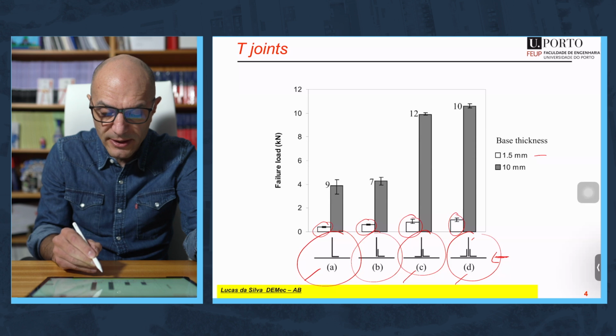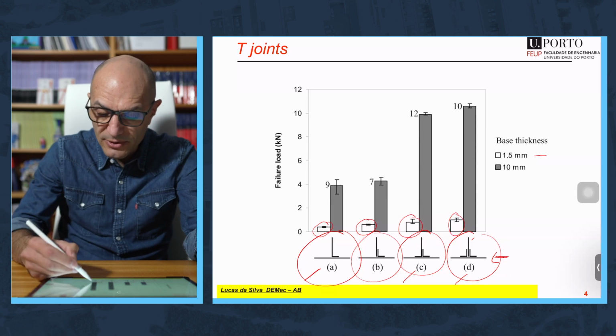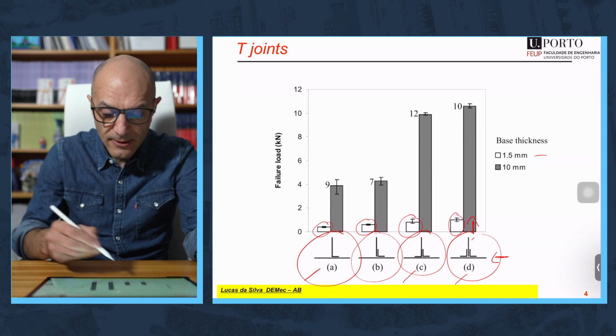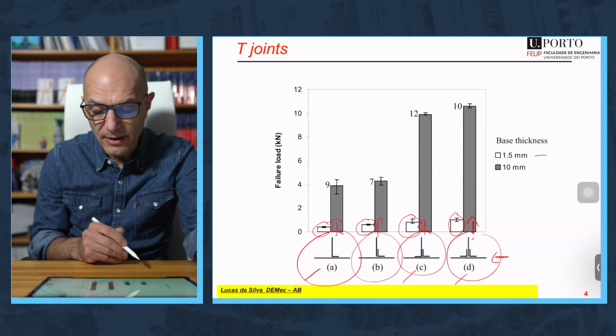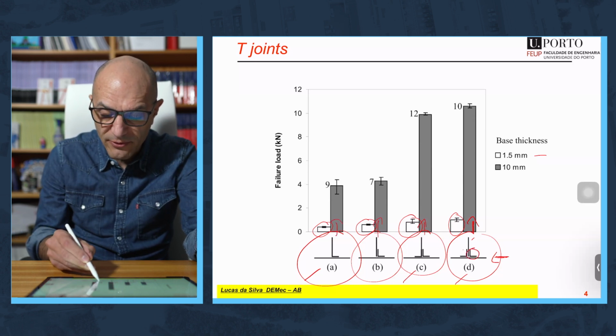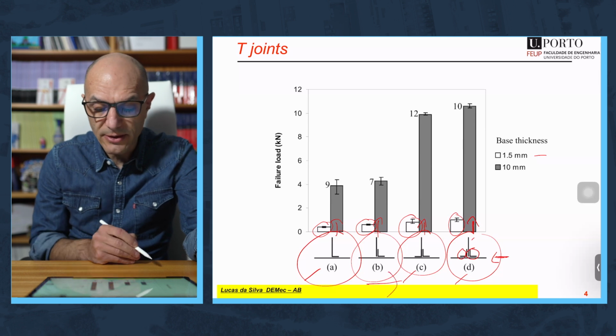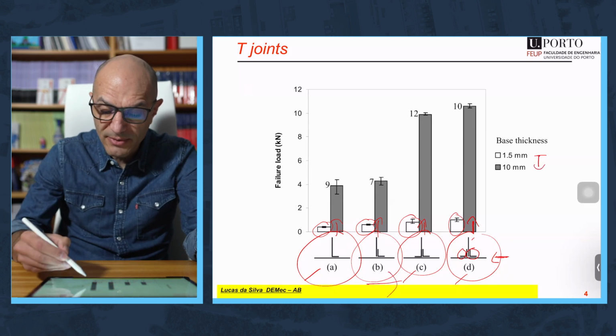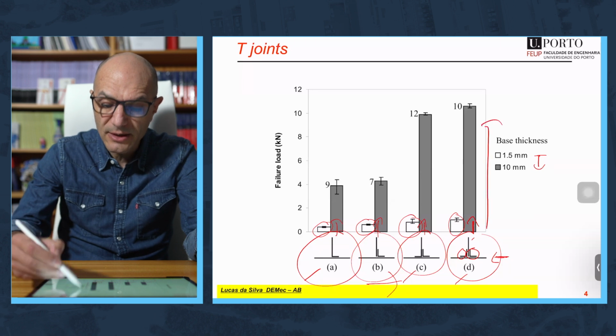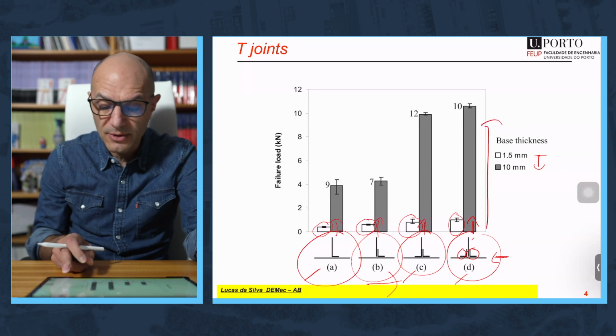There is obviously an increase. The loading is in this direction, by the way, for all of them, okay? And there is an improvement because we are adding reinforcement as we go in this direction. But we were really surprised when we went from 1.5 to 10 millimeters. We had nearly one order of magnitude increase.